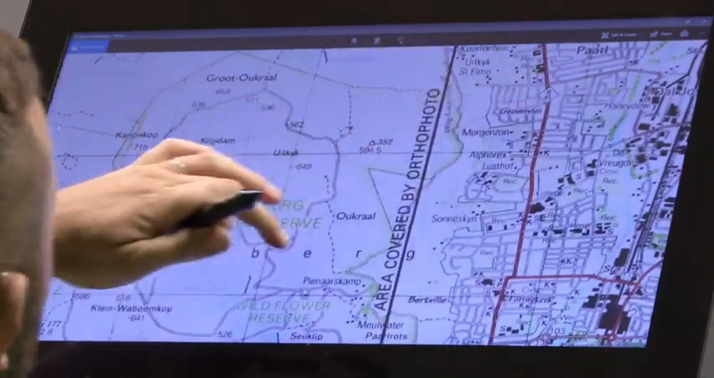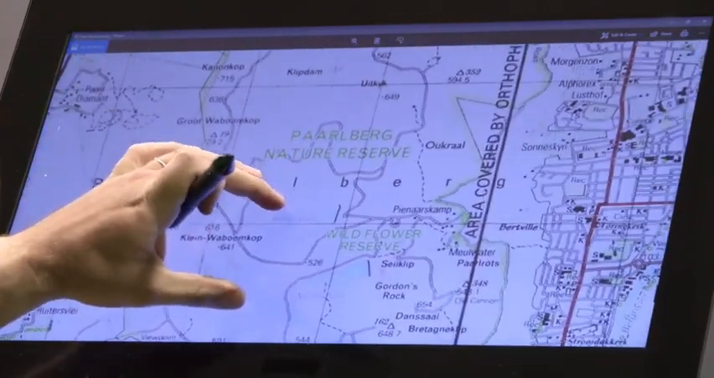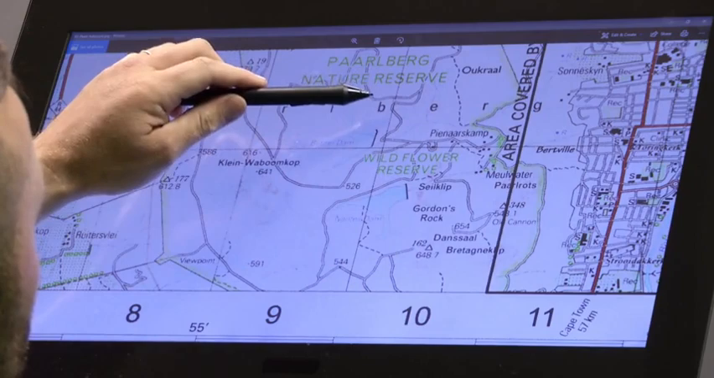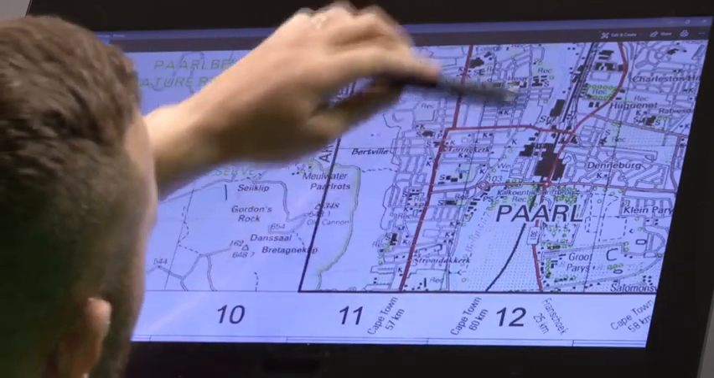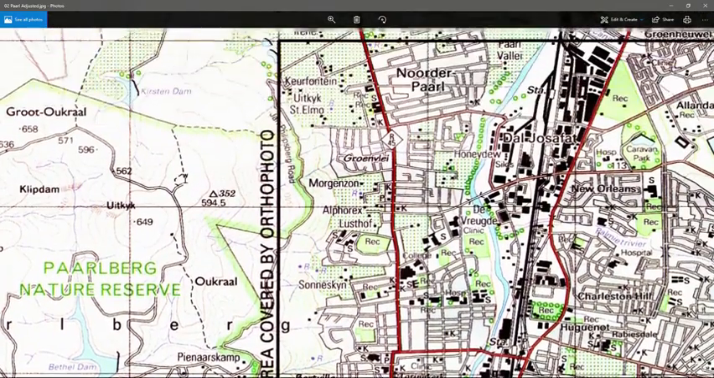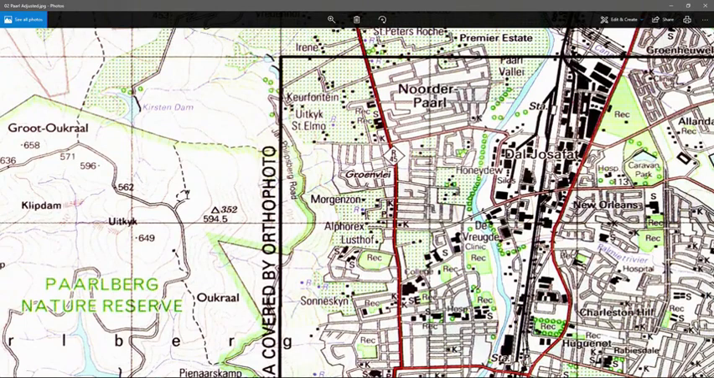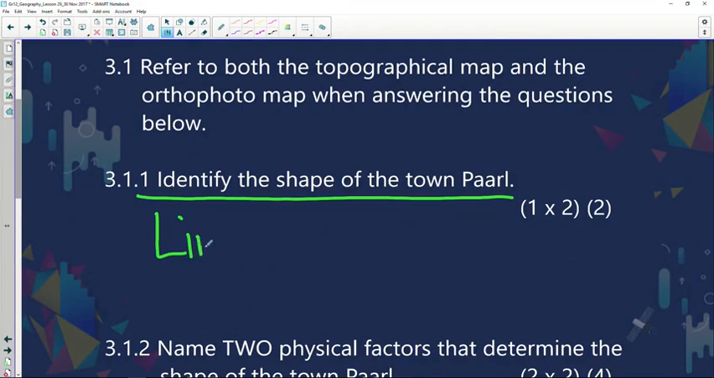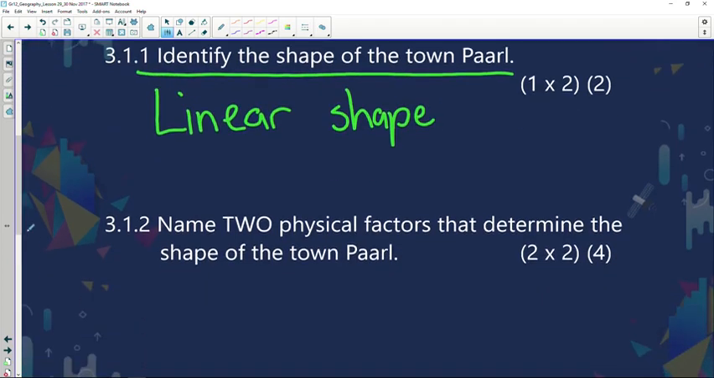And on this side, what do we have over here? The Paarl Nature Reserve. As you can see, we have the massive granite domes on the one side, and on the other side we have the Berg River. So do you agree with me that it's a linear shape? Definitely not a round shape, but linear in shape. So if you look at the question, 3.1.1 is definitely a linear shape. Name 2 physical factors that determine the shape of the town.